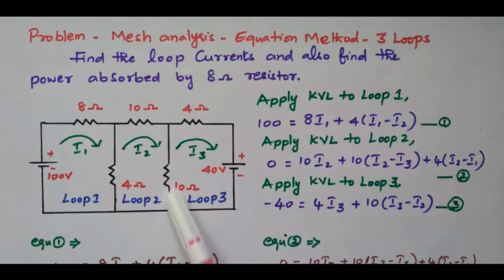What about this another 10 ohm resistor? This I2 is flowing downward. This 10 ohm is connected between loop 2 and 3. So the third loop current I3 is also flowing in the upward direction. See, the current direction is coming like this and going upward, but this current is going downward. So both the currents are in opposite directions. I2 is flowing downwards, I3 is flowing upwards. So I2 minus I3, the difference between these two, is flowing through the 10 ohm resistor. So the drop across 10 ohm is 10 into I2 minus I3.